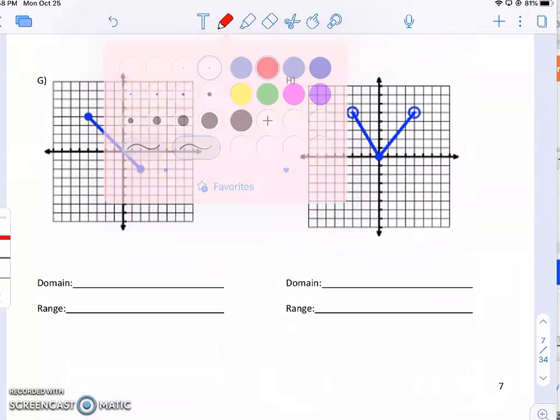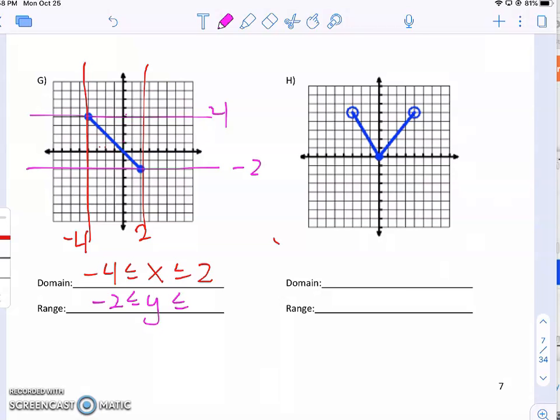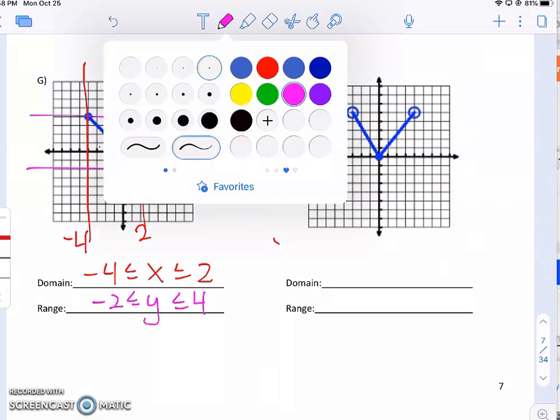In these last two, so if I put a box here and here, 1, 2, 3, 4, negative 4 and 2. So negative 4 is less than or equal to x is less than or equal to 2. And then if I look at the height here, we got negative 2, 1, 2, 3, 4. So negative 2 is less than or equal to y is less than or equal to positive 4.